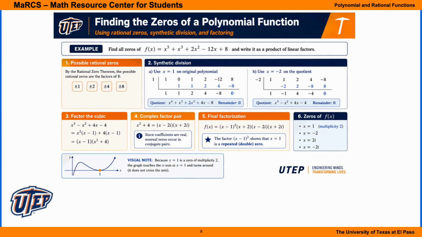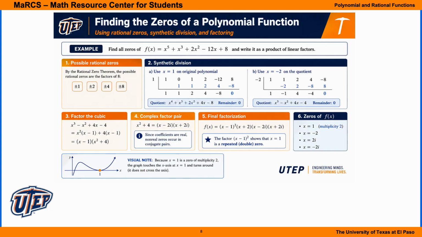So that is plus or minus 1, plus or minus 2, plus or minus 4, and plus or minus 8. So now we test all the possible rational zeros using synthetic division. So first we use x is equal to 1 on the original polynomial. On the outside of the box, we write 1, and on the inside, at the top, you write the coefficients of f of x.